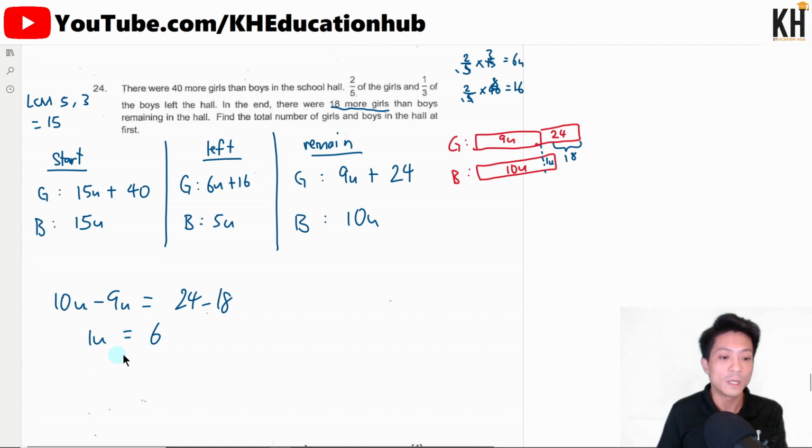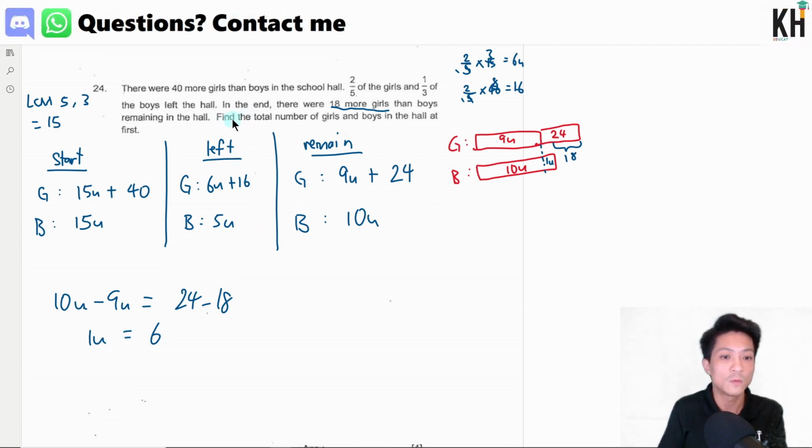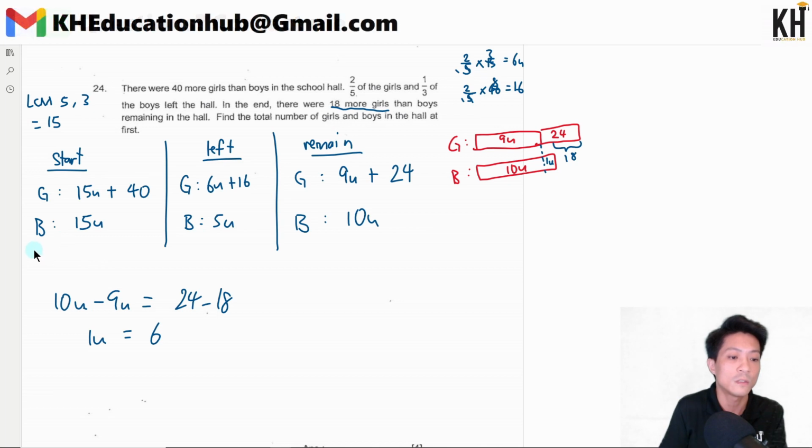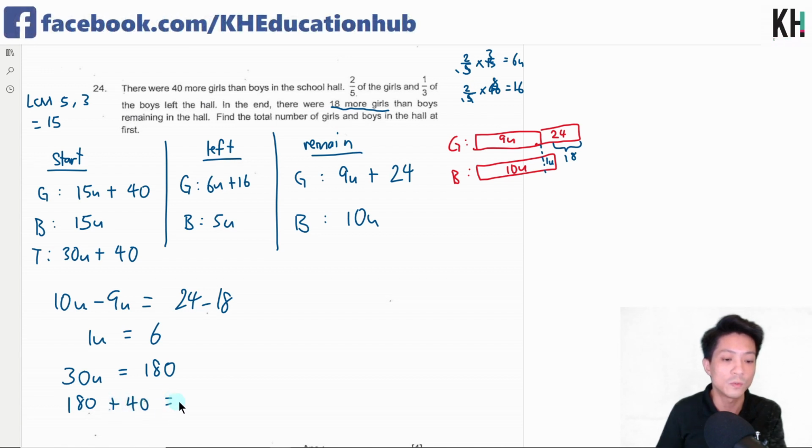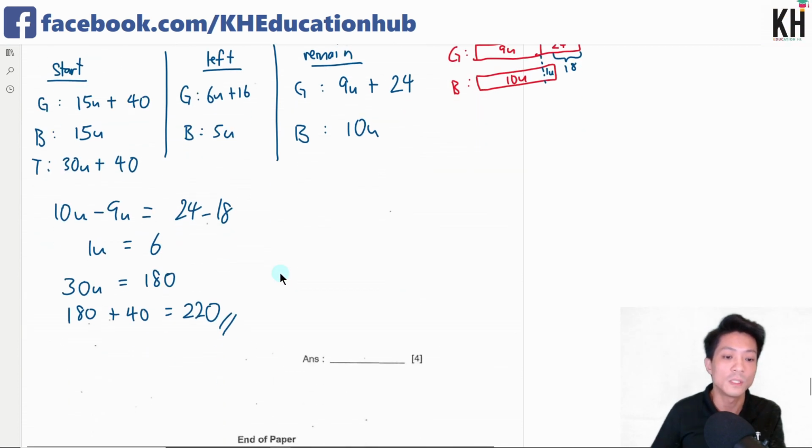Okay, once you have the 1 unit, which is equal to 6, now we need to find the total number of girls and boys in the hall at first. So at first there is a total of 30 units plus 40. So I'm going to find what is 30 units first. 30 units will be 30 times 6, which is 180. And then after that, I'm going to use 180 plus 40, which will give me 220. Okay, this will be the answer for this question.